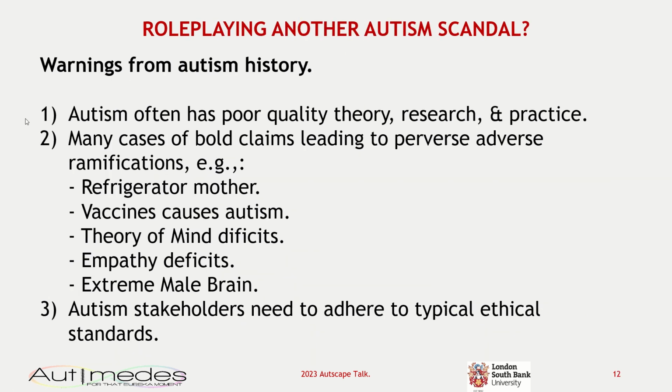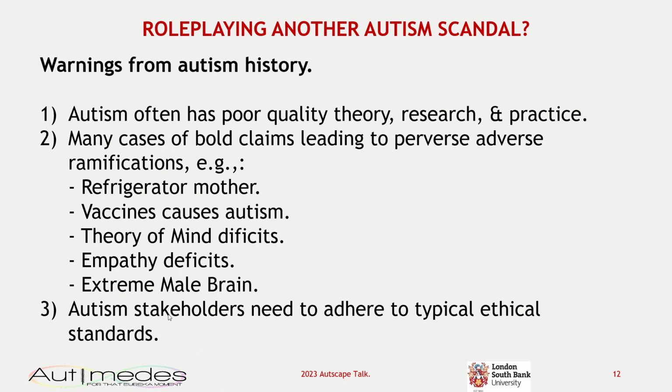What that means is that, especially when you consider autism history, there are old and more recent examples of bold claims being made, which can often have perverse and adverse ramifications. Some of this is partly due to autism having systemically poor quality theory, research and practice. We're going to mention some recent examples: refrigerator mothers, vaccines causing autism, theory of mind deficits, empathy deficits, and extreme male brain theory. It's a bit awkward that the latter theories are mainly associated with one highly prominent clinician and researcher.